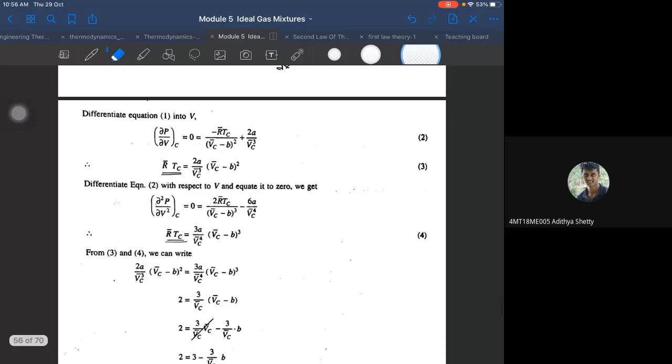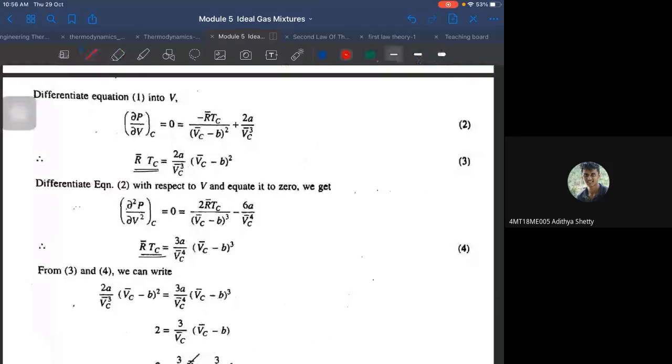Now, next. You have come up with equation number 3, which you got while differentiating the first derivative, that is dou P by dou Vc. You have come up with equation number 4, which you got by differentiating twice, that is the second derivative. In both expressions, you have extracted the value of R bar Tc. When you compare equation 3 and equation 4, the LHS is common. Yes or no? So if the LHS is common, can I equate both the RHS? Yes, sir.